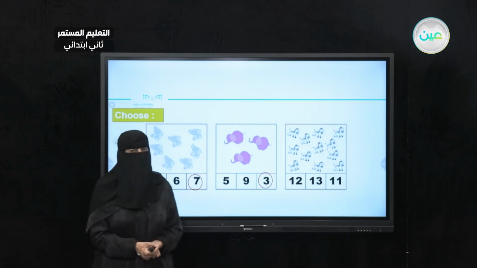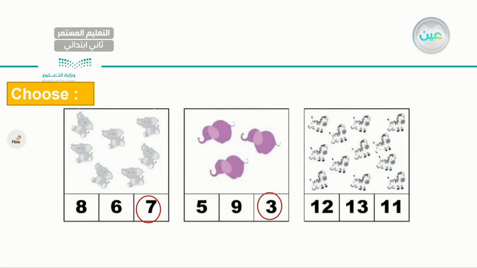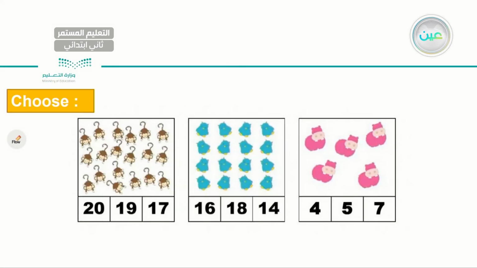Actually, I will give you 5 seconds or maybe 7 to count. As you can see, it's a big number. Go ahead and count. How many zebras can you see? I can count 12 zebras. Very good. 12 zebras. Next one.